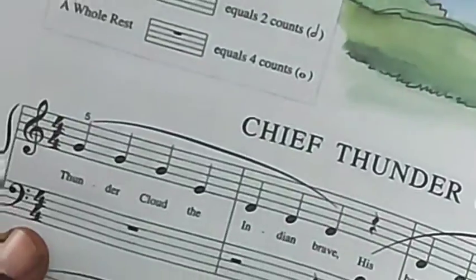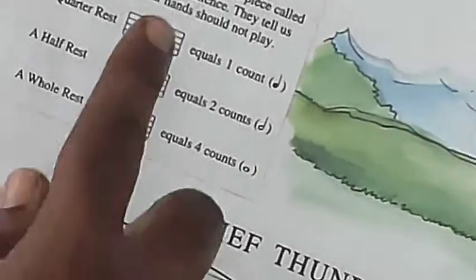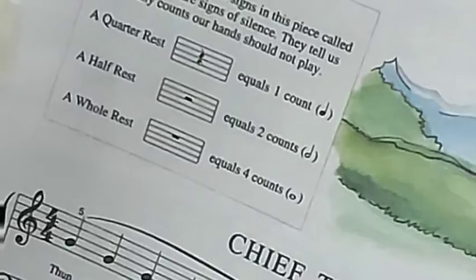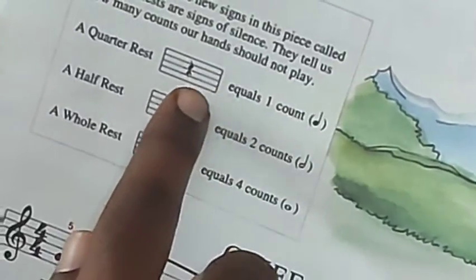The meaning is very similar to what we normally mean by rest, like when we say somebody's taking rest. So it means that for what a play, anything. That's all. It's as simple as that. So how do we know how many counts the symbol stands for?